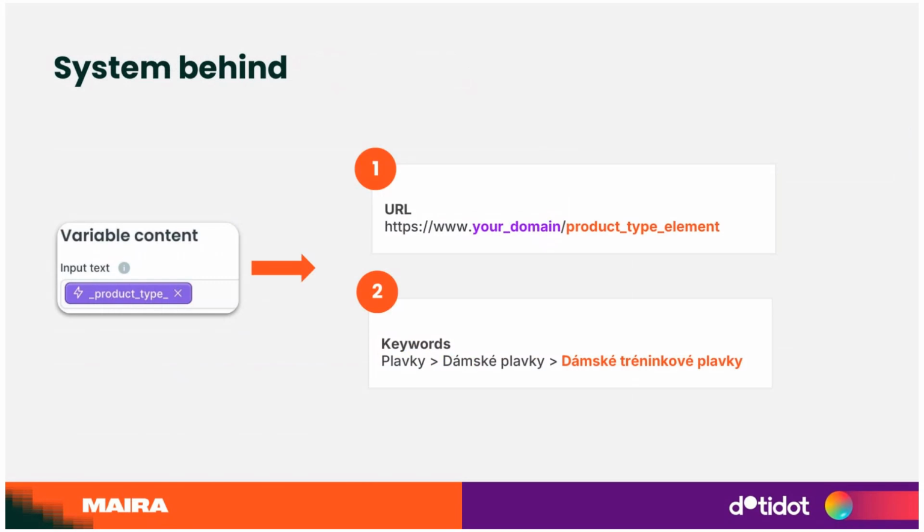Okay, so the core logic of this setup is that we take variable content from product type and clean it up to generate a product type element. Then we add our domain and we get a URL. And as for keywords, we basically just extract the final most relevant part, but we will look into it in more detail.